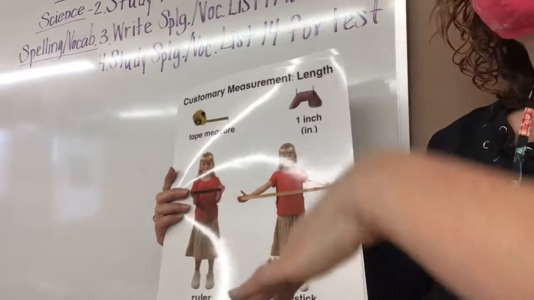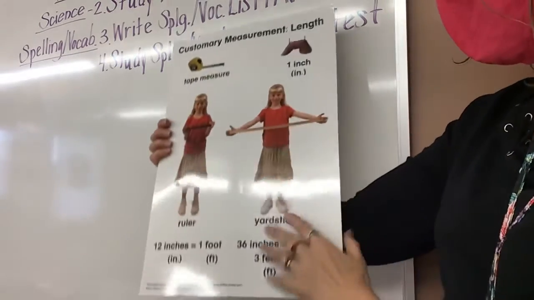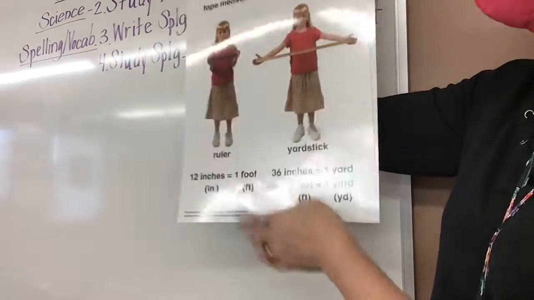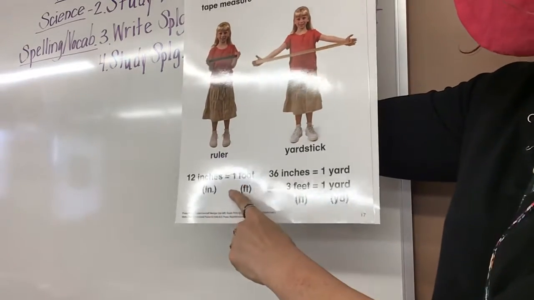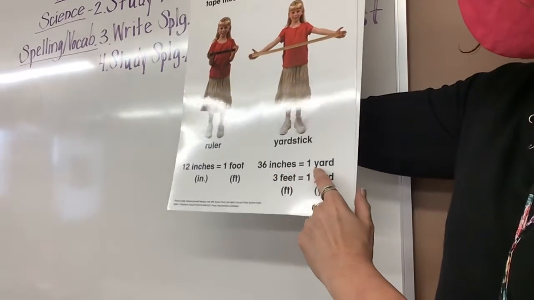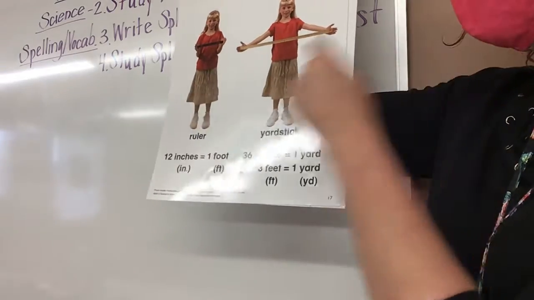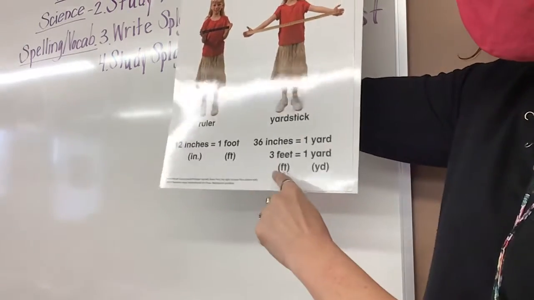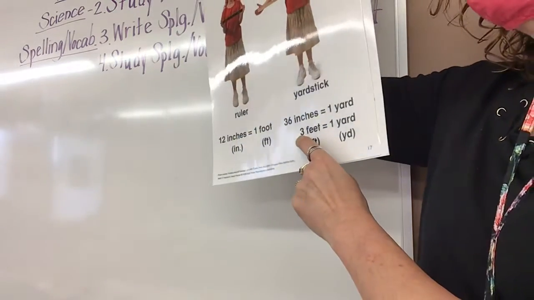It also can be used to measure height or distance for long distances. And the one we learned for the first day was there are 12 inches equals 1 foot. 36 inches equals 1 yard, and 3 feet equals 1 yard. Because 12 times 3 would be 36, right? And we learned there are 3 rulers.